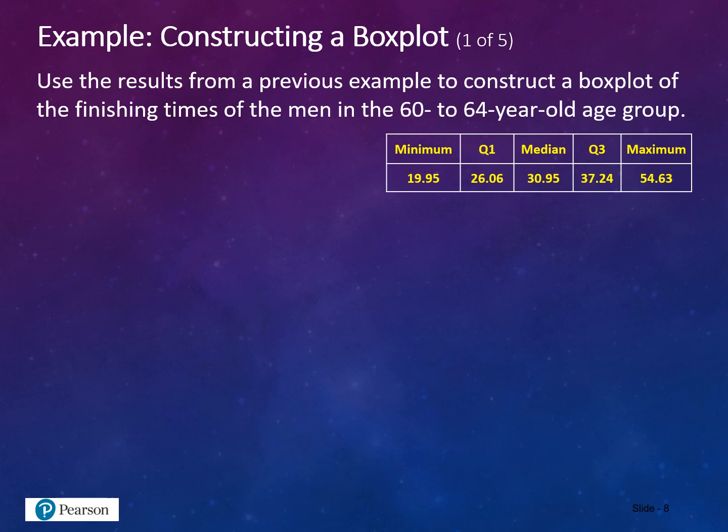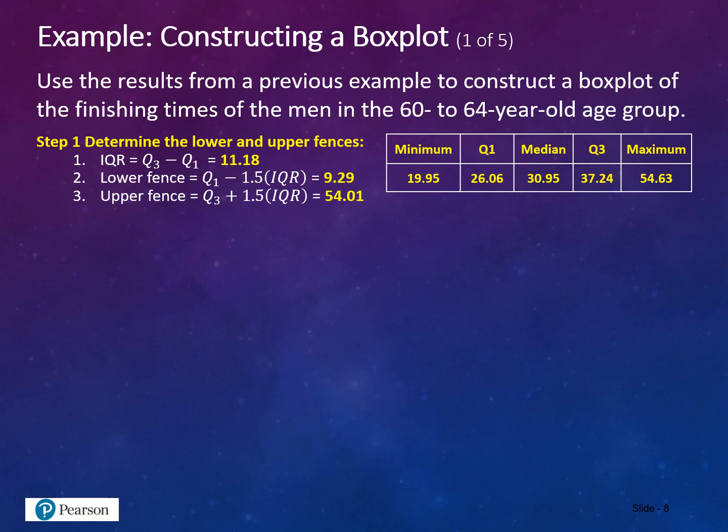Use the results from a previous example to construct a box plot of the finishing times of the men in the 60 to 64-year-old age group. I've included the data that we saw from Minitab just so we have those values so that we can build our box plot. Now remember, step 1 is to determine the upper and lower fences. IQR is quartile 3, 37.24, minus quartile 1, 26.06, which gives us 11.18. Okay, so the range between quartile 1 and quartile 3 is 11.18 minutes.